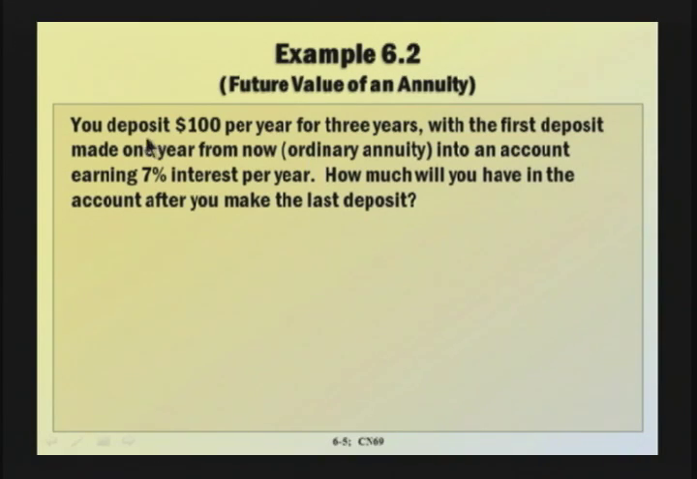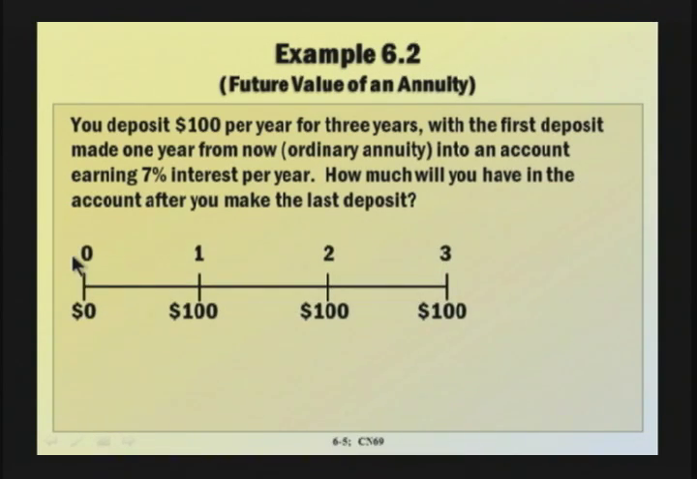Those payments go into an account earning 7% interest, and the question is, how much will you have in the account after you make the last deposit? Immediately after you make the last deposit. For an ordinary annuity, it ends immediately upon making the last investment or deposit into the account. So we'll be calculating the future value right here, exactly when that third and final payment is made.